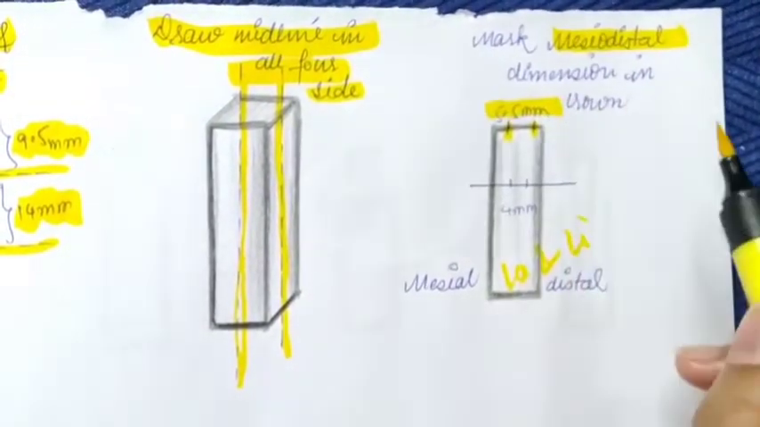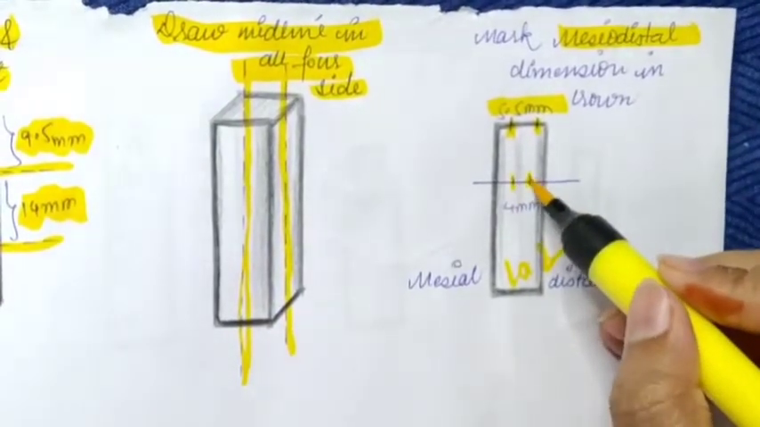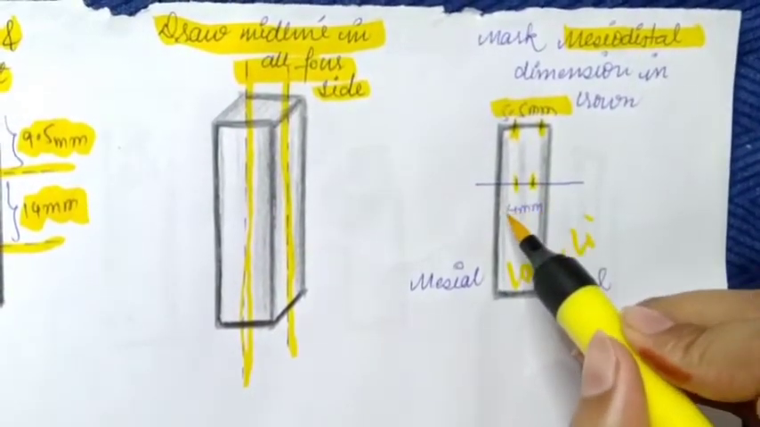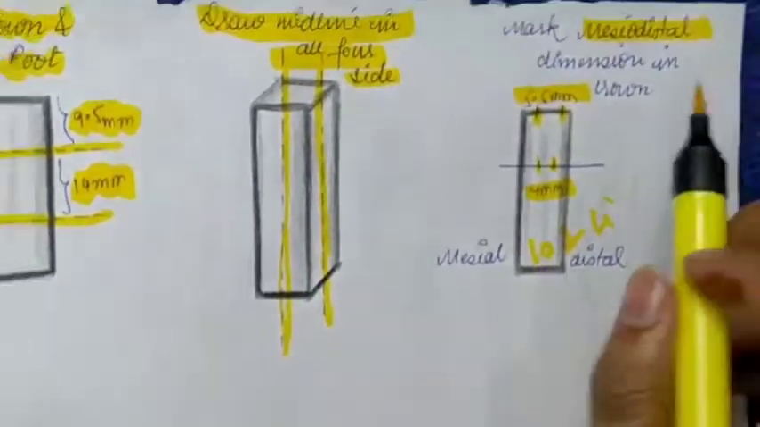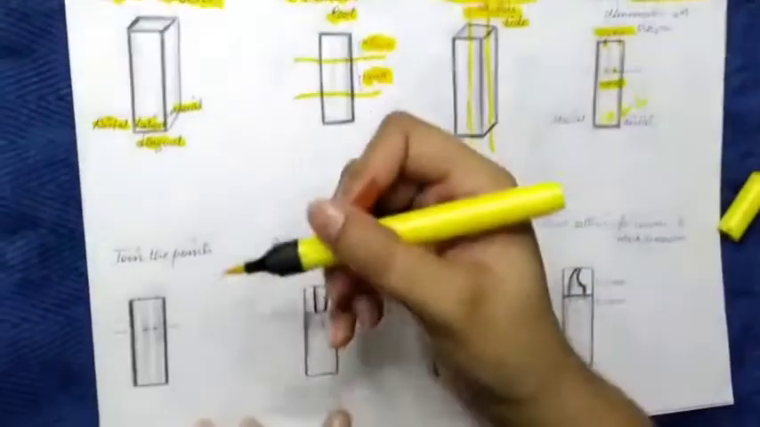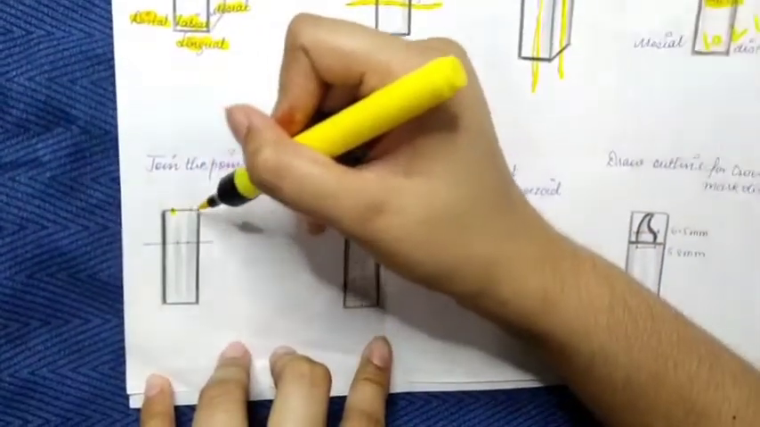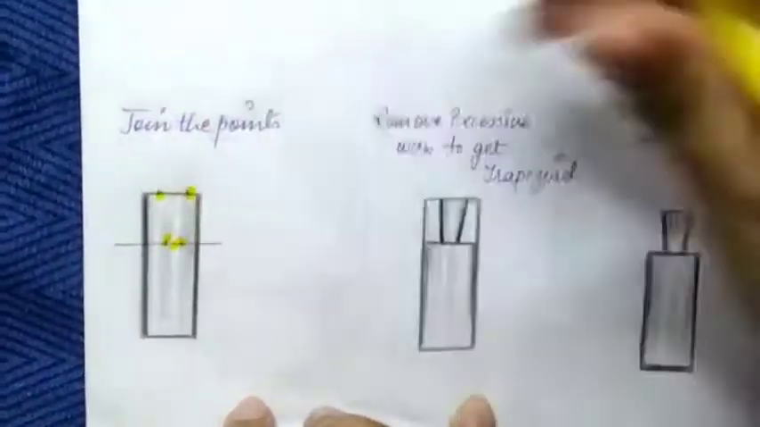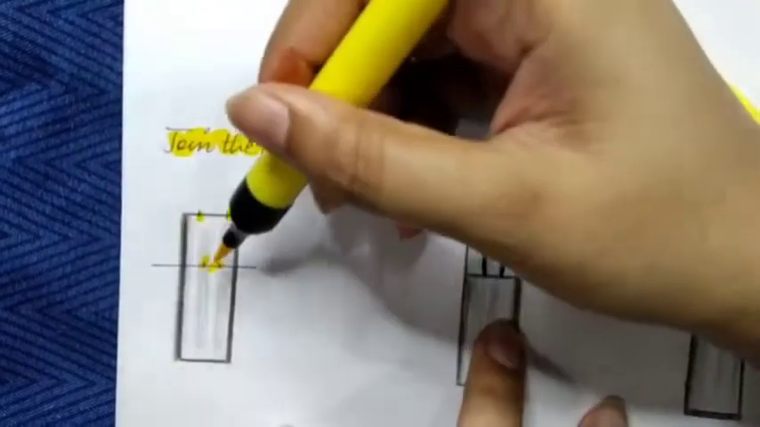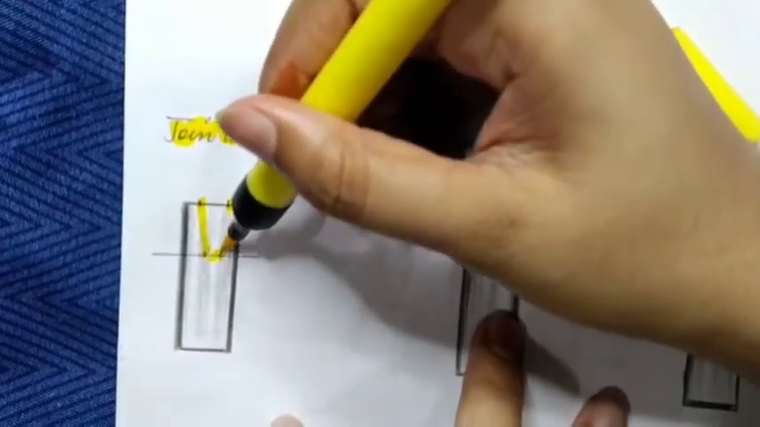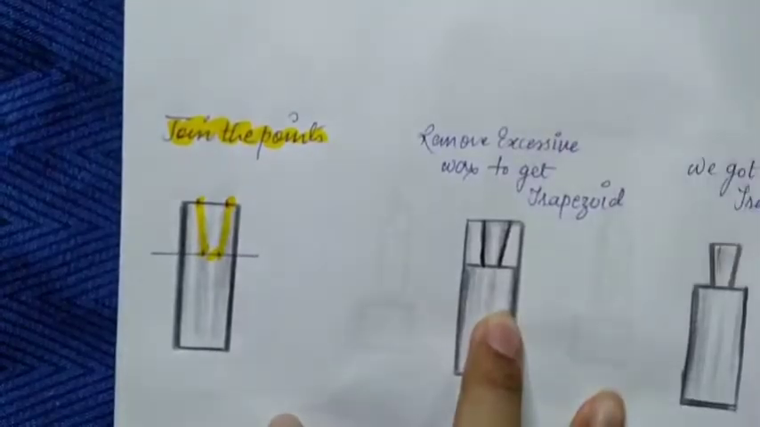It is 5.5 mm at the crown and at the cervix, you have to mark with the divider and the scale, that is 4 mm. After marking the mesiodistal dimension, we have to join these points. These are the points which we have to join. You have to join the points like this with the help of the carver.